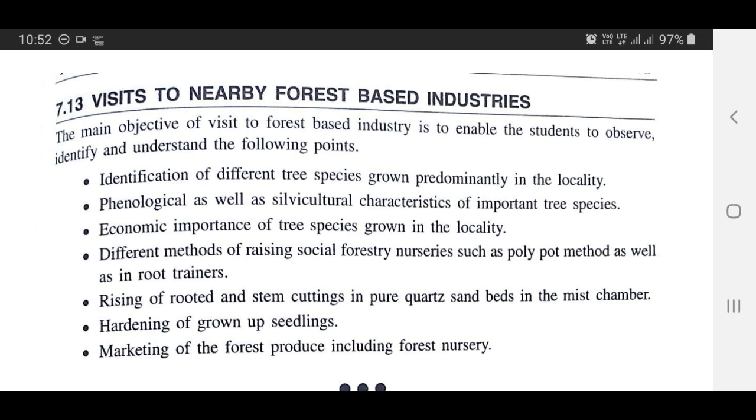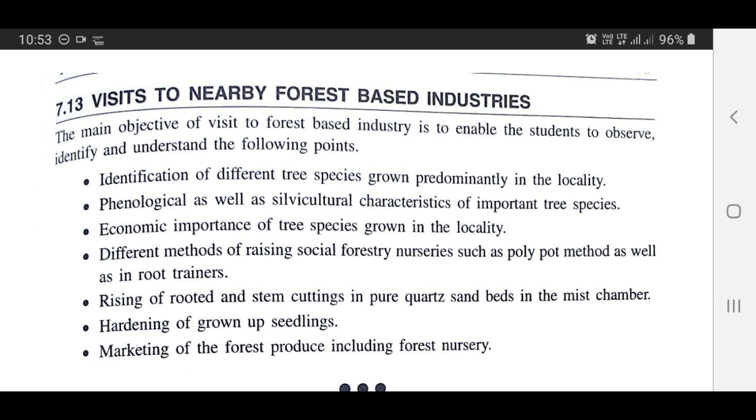Good morning, everyone. Today's exercise is visits to nearby forest-based industries. The main objective of the visit to forest-based industries is to enable the students to observe, identify, and understand the following points. And these points are: first one is identification of different tree species grown predominantly in the locality.